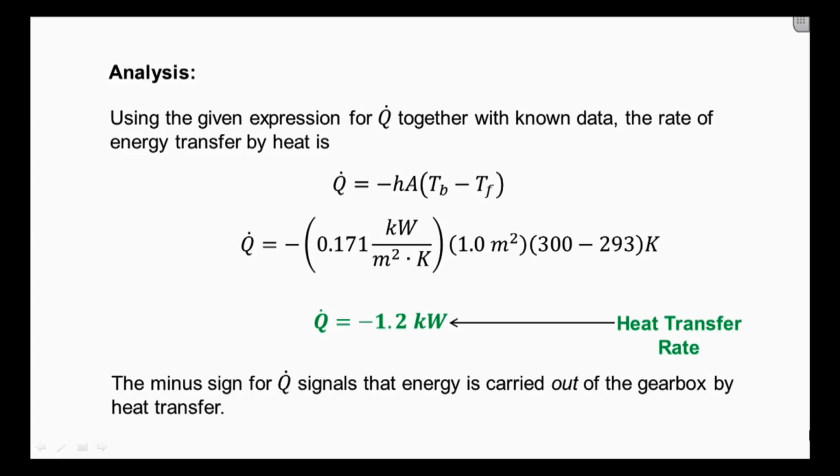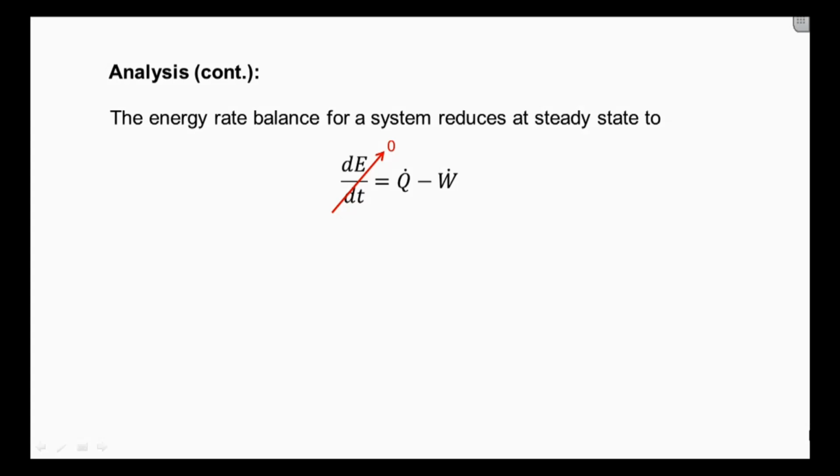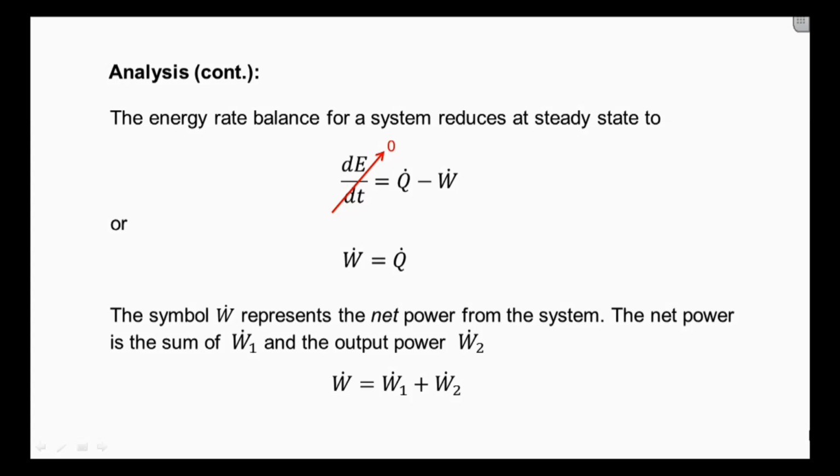Note that the minus sign for Q dot signals that the energy is carried out of the gearbox by heat transfer. That is, an energy loss from the gearbox to the environment. Having determined the energy loss by heat transfer, we continue our analysis by applying the energy rate balance for the gearbox as our system. At steady state, this energy rate balance reduces to dE/dt equals Q dot minus W dot, where the unsteady term dE/dt is equal to 0. This expression reduces to W dot equals Q dot. The symbol W dot represents the net power from the system.